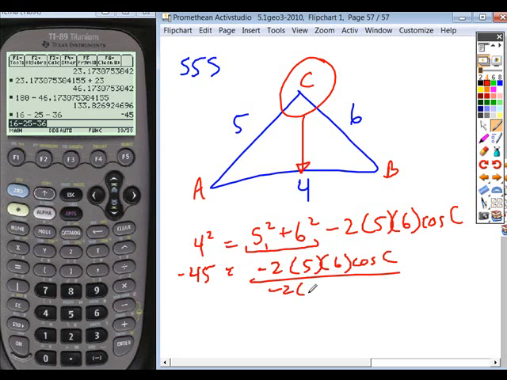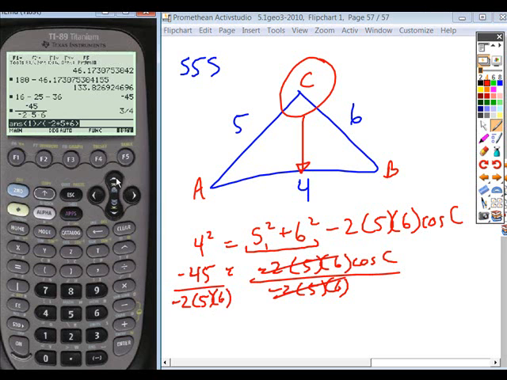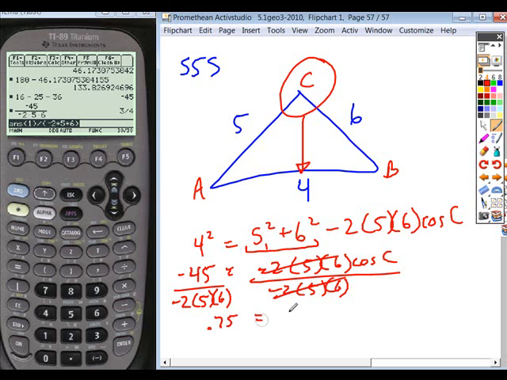I can now divide by these. You have to do the adding and subtracting in a separate step from the dividing. So now I can take this running total of negative 45, divide by the whole quantity, negative 2 times 5 times 6. That gives me my ratio. If I want to put this in decimals, 3/4 is what decimal form? 0.75 is equal to the cosine of C. And now I can find C by taking the inverse cosine of that ratio.